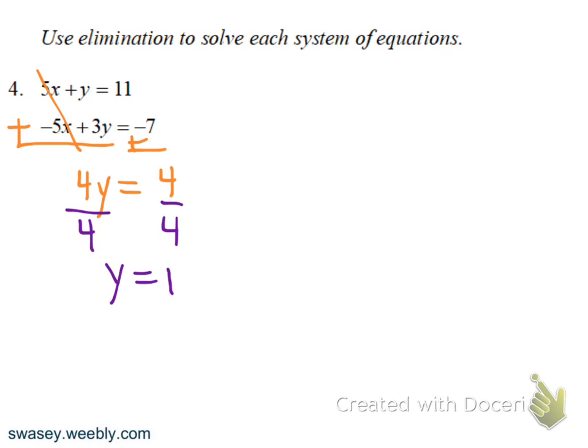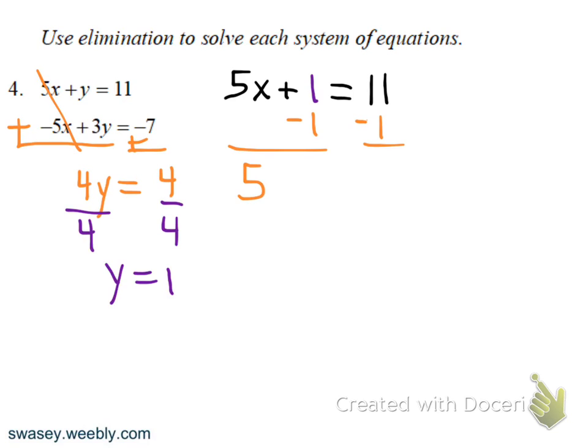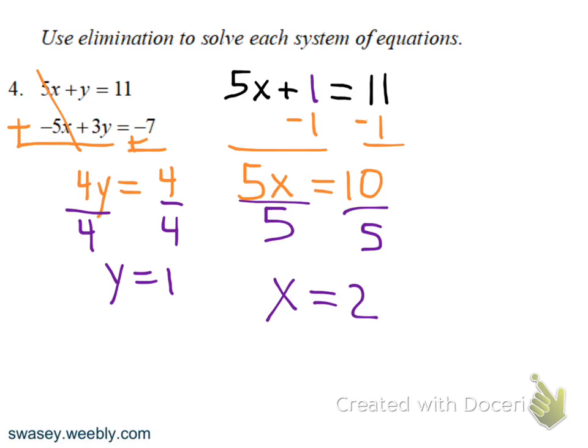Now we're going to take this and replace y with 1. Two-step equation from here, subtract 1. We get 10. So 5x equals 10, divide both sides by 5. And we get x equal to 2. Put it together as an ordered pair, x, then y.